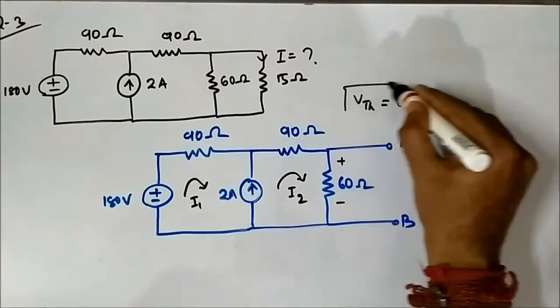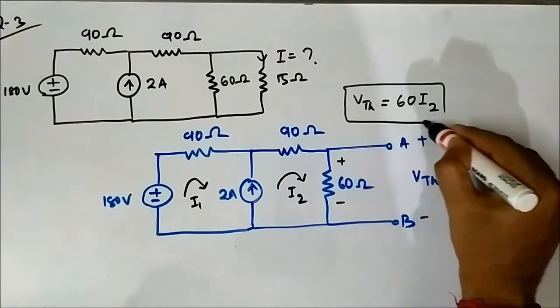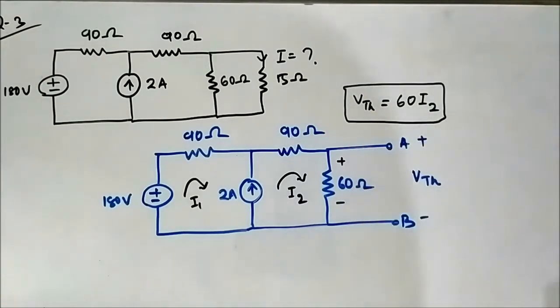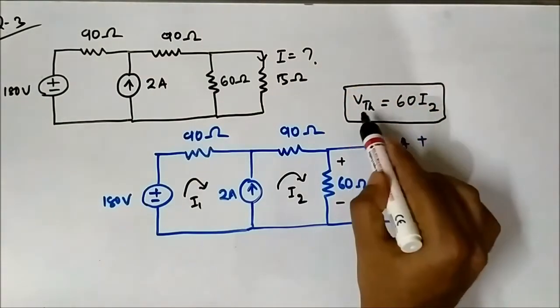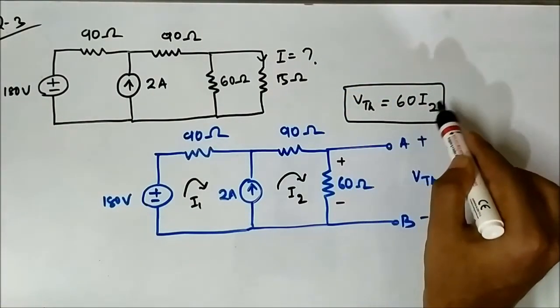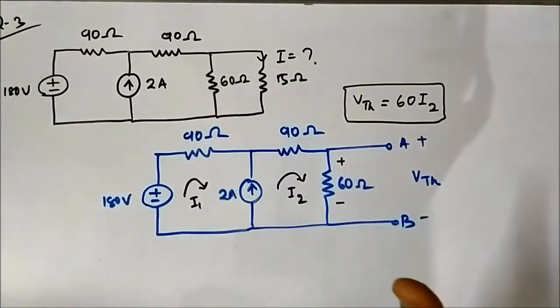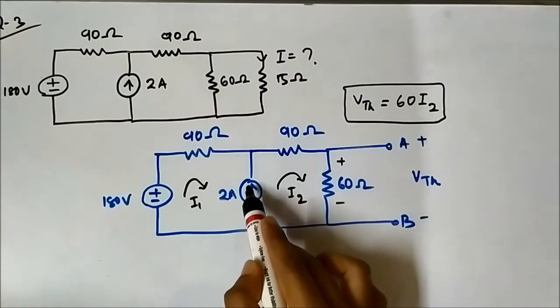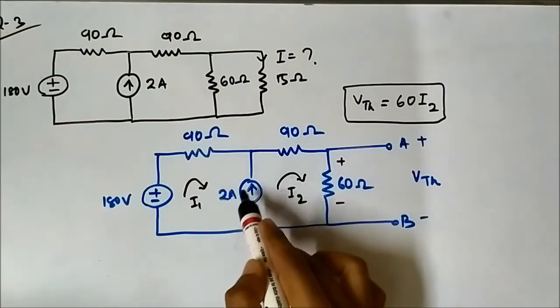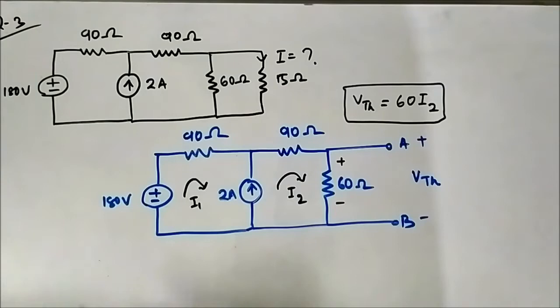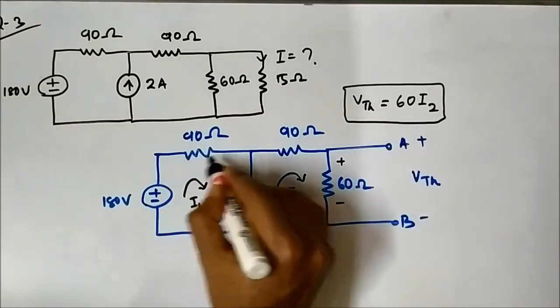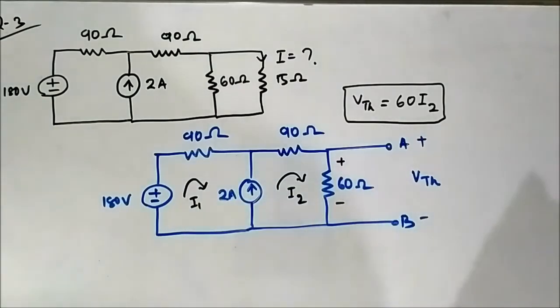This is a very important equation, the voltage drop across the 60 ohm resistor. So in order to determine VTH, we have to determine I2 first. Another important thing to notice here is that these two meshes have an independent current source in between. So it is a super mesh. This whole two meshes combined together is a super mesh. So we will apply KVL directly here.